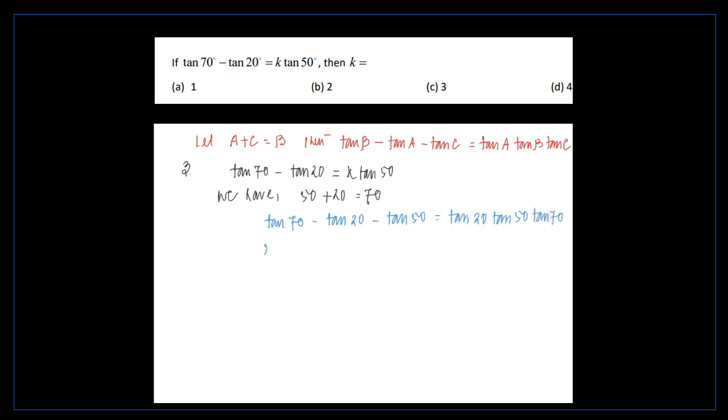Now the sum is over because this is tan 70 minus tan 20 minus tan 50. Now if we observe, 20 plus 70 is 90. Now when it is 90, we can write this one as tan of (90 minus 20), which is cot 20. Tan 20 cot 20 is 1. We are left with only tan 50. And this gives us that tan 70 minus tan 20 equal to twice tan 50. And therefore the value of k should be equal to 2.